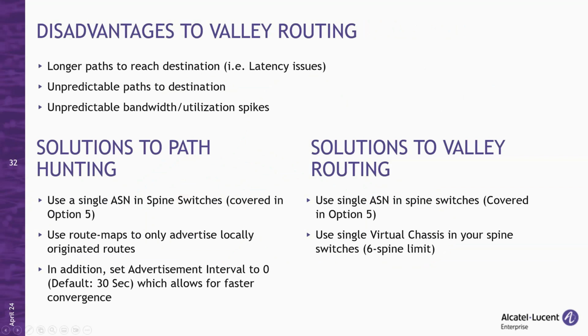So, disadvantages for value-free routing. There's a longer path to reach the destination, and it's unpredictable and non-deterministic latency in order to reach the destination. It might take a longer path to reach the destination, and it provides unpredictable paths to the destination, and you might have different bandwidth spikes and utilization in your data center. So how do you solve this solution of path hunting?